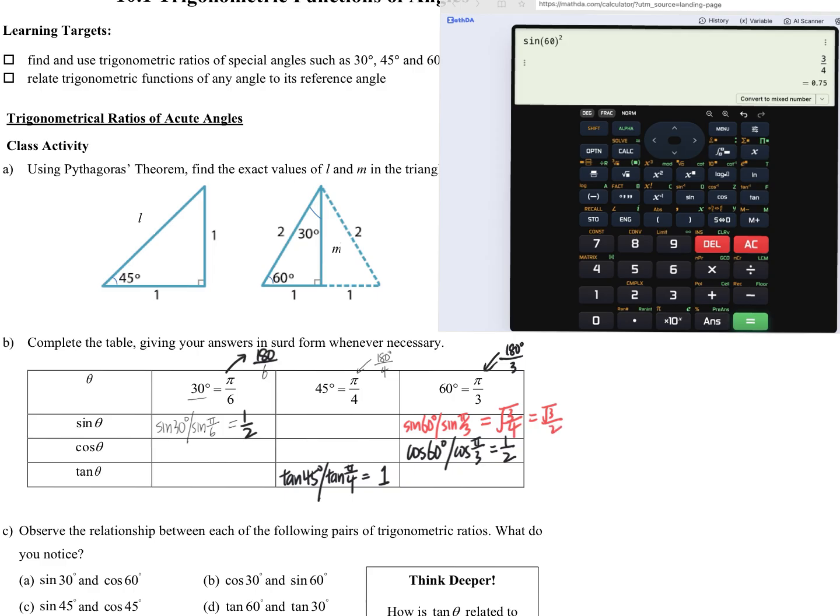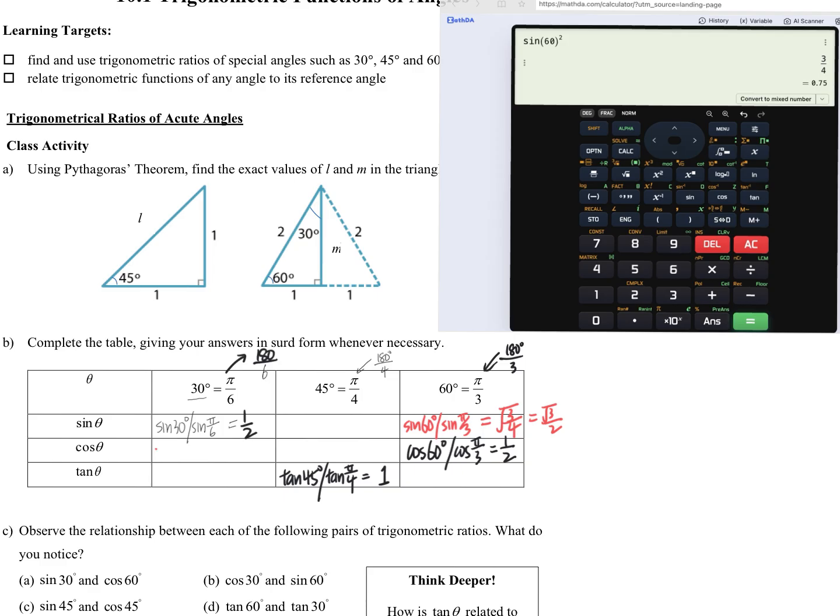But how do we remember this? You can use the calculator. But how do we know when to square it? When the number is not nice, go and square it. But will it always work? Yes. So I hope you see the pattern.